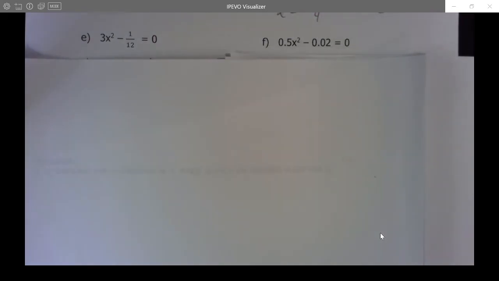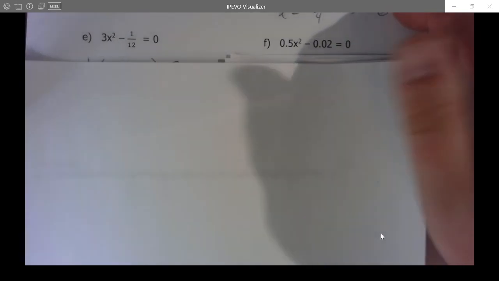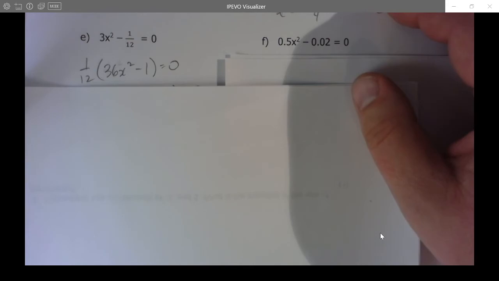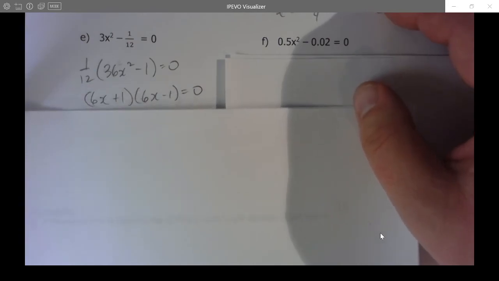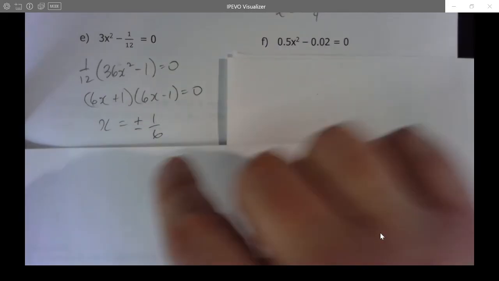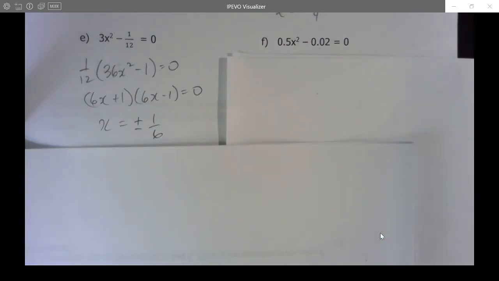All right, for these two, on the one on the left, I used my factoring. I factored out the fraction. If I factor a 12th out of 3, I get 36, because that would be 3 divided by 1/12, which is 3 times 12. So once again, like in the B example, I can just divide both sides of the equation by a 12th, and then factor that into a difference of squares. And yes, when the zeros are the same number, just plus or minus, you can save some writing and just write it as x is plus a sixth or minus a sixth.